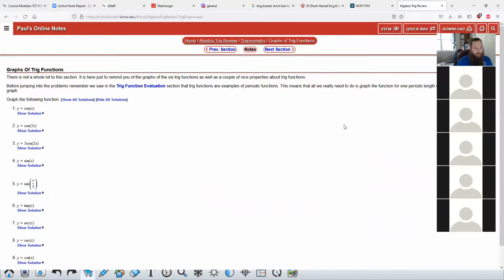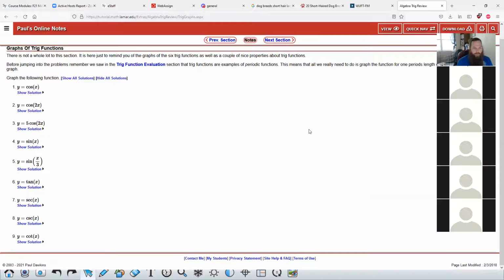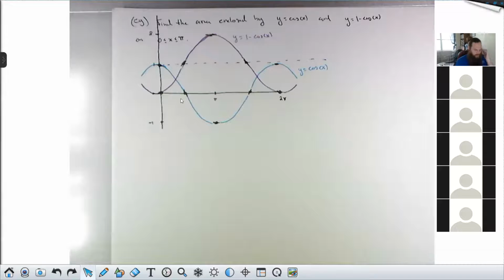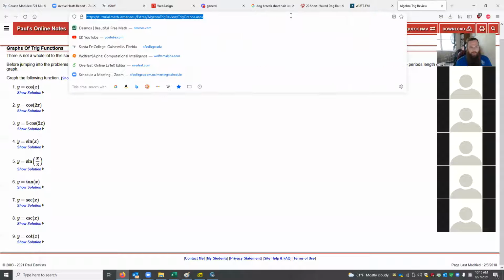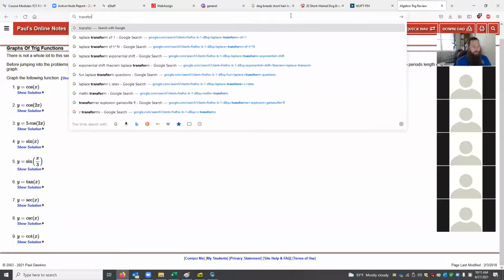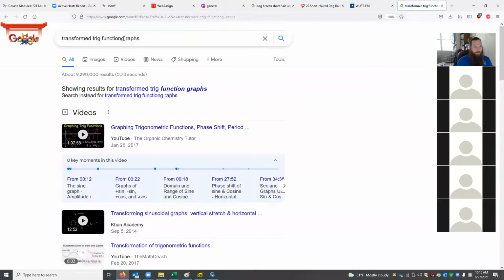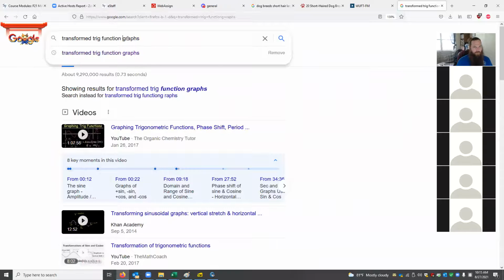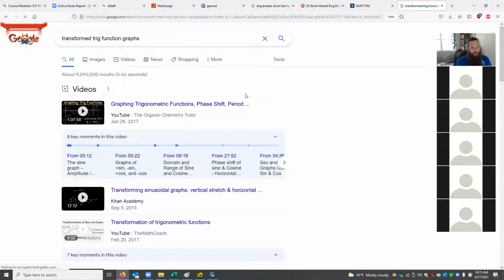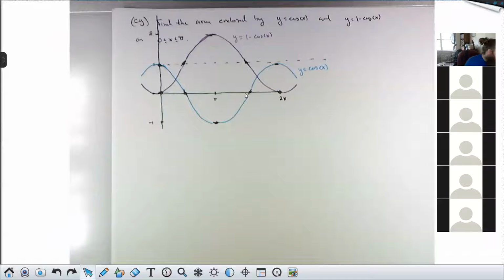All right. I guess you have to remember your transformation rules. I'll try to find something else. Let me see. I'll add something here in the modules. These transformed trig function graphs, if you forget.